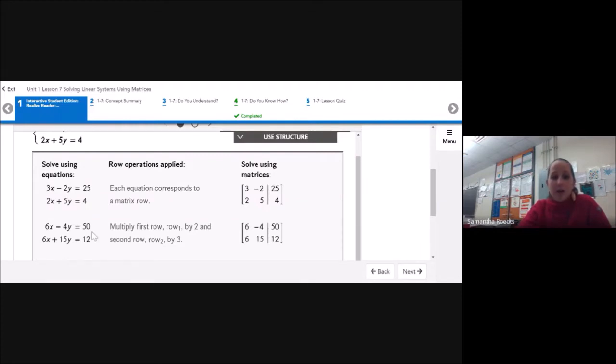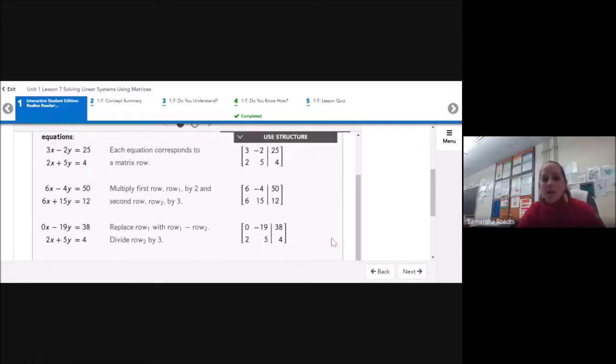Now, normally I would multiply the first equation by 2 and the second equation by 3. I can do the same thing with my matrix. So I multiply the first row by 2 and the second row by 3. The first row by 2: 3 times 2 is 6, -2 times 2 is -4, 25 times 2 is 50. And then the second row by 3: 2 times 3 is 6, 5 times 3 is 15, and 4 times 3 is 12. Does everyone see how we got this matrix right here?